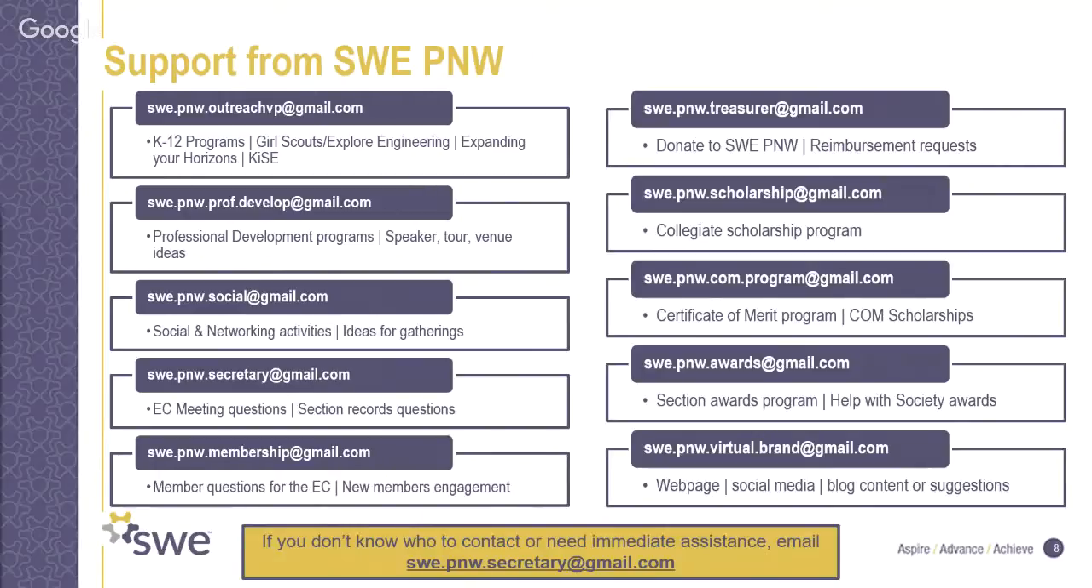I will say, full disclosure, we borrowed this idea from the SWE HQ slide where they said, here are the emails and how you contact HQ. We thought it was a good idea, so we set it up for our own section emails. If you've got a question on how to donate to SWE PNW, our treasurer email is where you'd direct that. Or if you've got a question on our EC meeting or section records, that would go to our secretary. And then we've of course got our outreach, professional development, and social emails set up there.